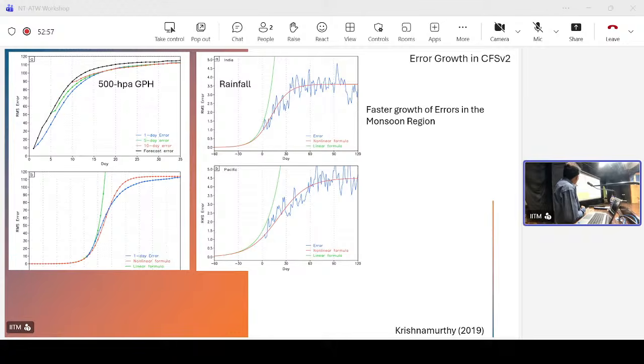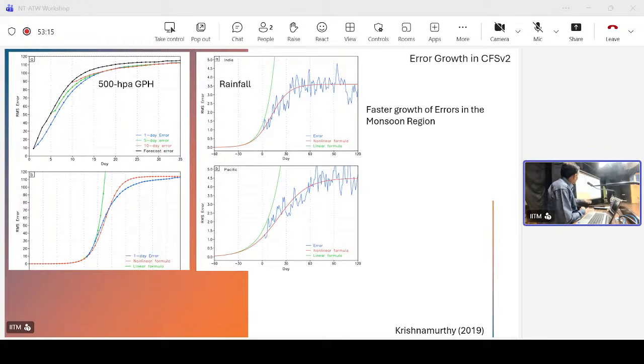You see the 1-day error, 5-day error, and 10-day error, and the forecast error using an empirical formulation. And you see that the errors grow very fast. You see that after 10 or 15 days, the error becomes almost stable.